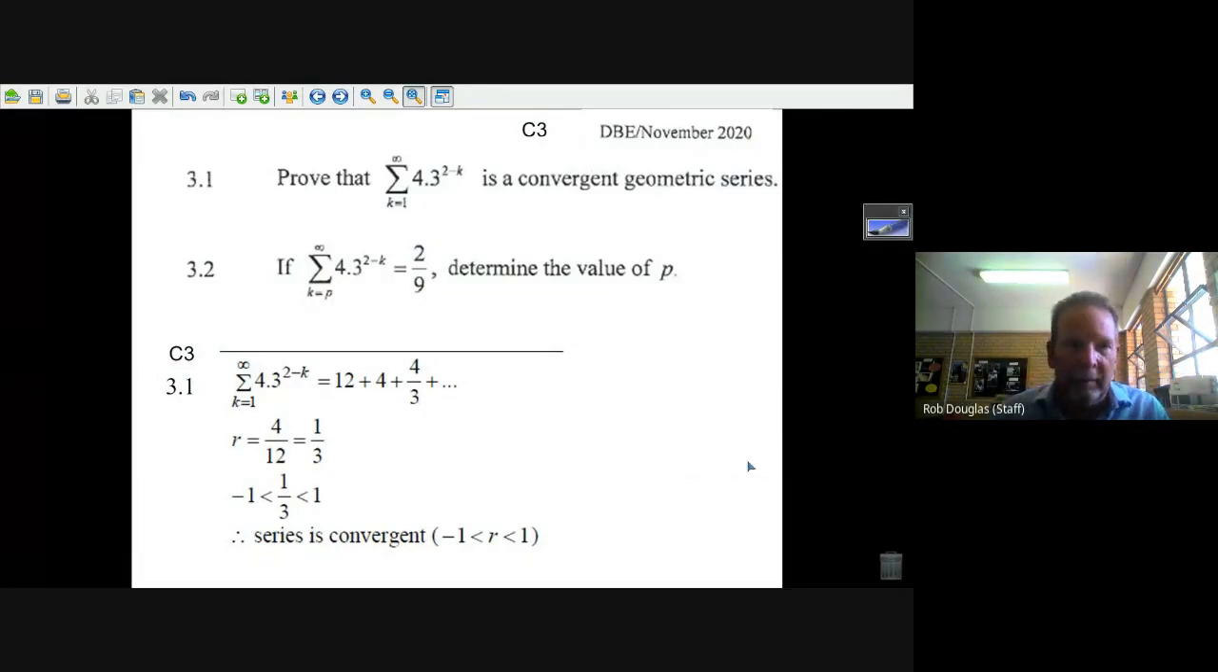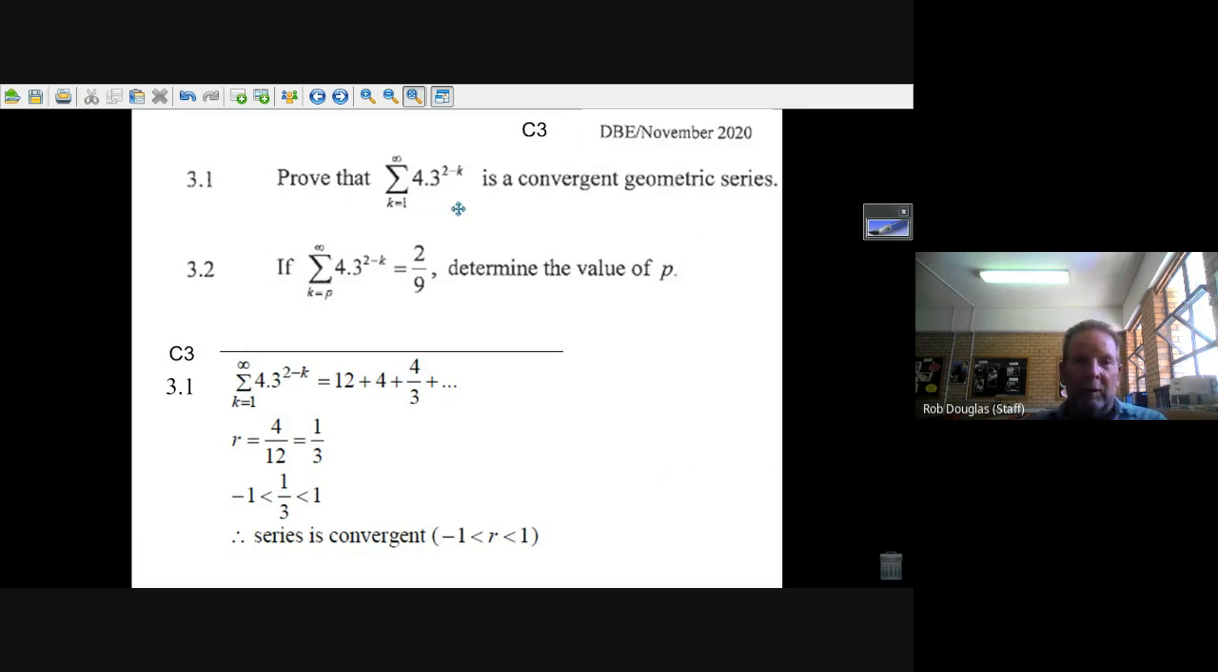Okay, this is the last question. It's question C3 that we're going to do. It's a sigma notation kind of problem. It's geometric and maybe it's a little bit tricky. I don't know. Let's try.